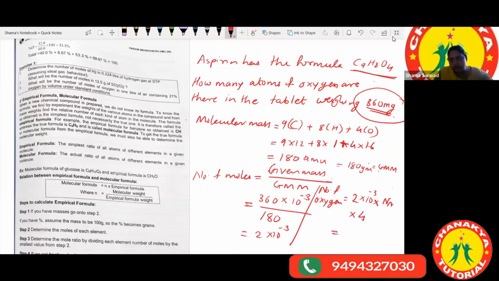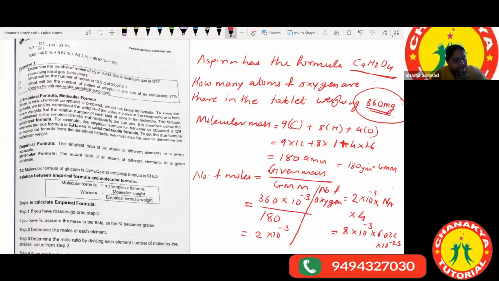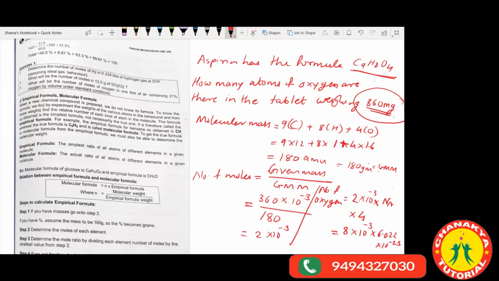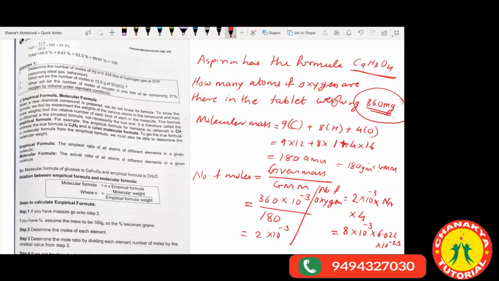So here there are 2 moles. It becomes 2 4s are 8 into 10 raised to minus 3 into 6.022 into 10 raised to 23. Correct? Now why do you take it as 8 into 10 power minus 3? Why have I taken 8? Yes, ma'am, because 4 2s are 8.